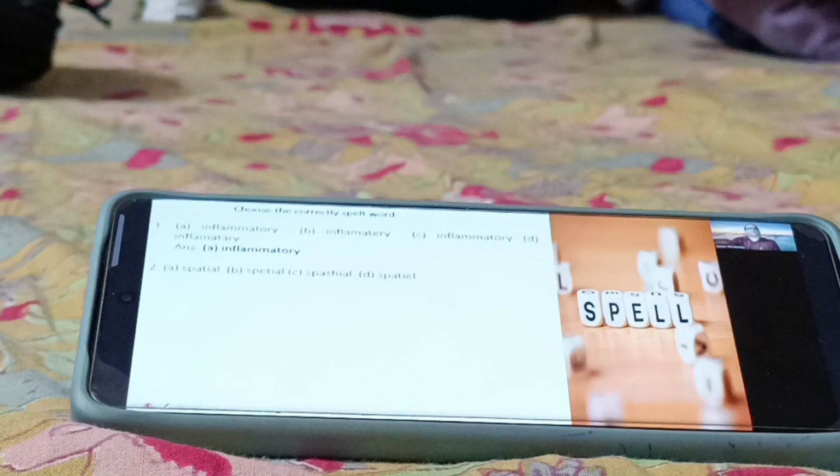Look at this, the second exercise. Spatial, spatial, spatial, and spatial. Which is the correct spelling as per you?